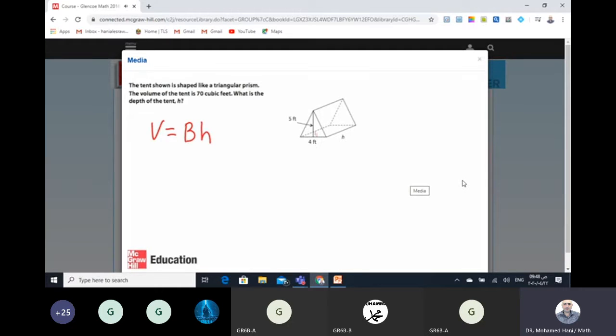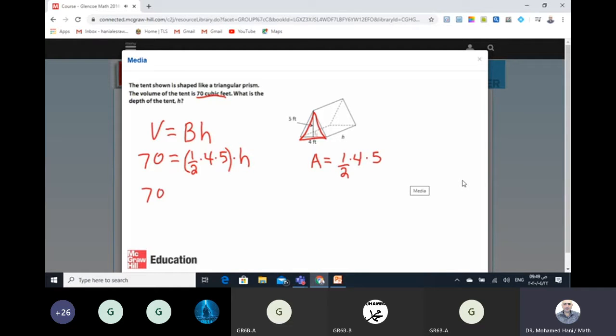The base of the triangular prism is a triangle. The area of a triangle is 1/2 the product of the base times the height of the triangle. So in our volume formula, replace B with 1/2 times 4 times 5 and replace volume with 70 cubic feet.